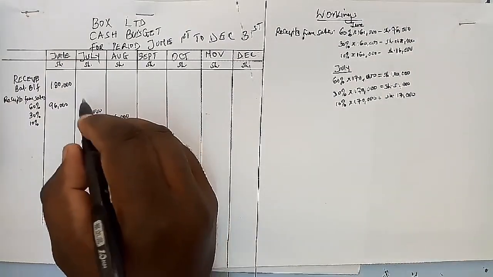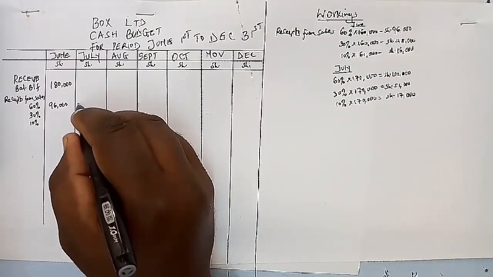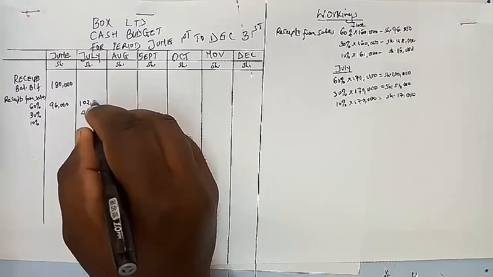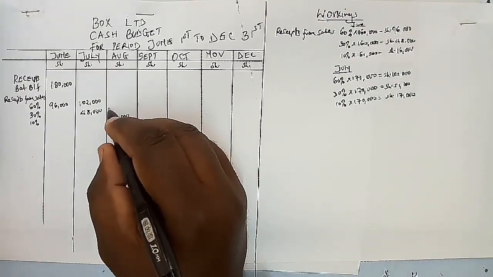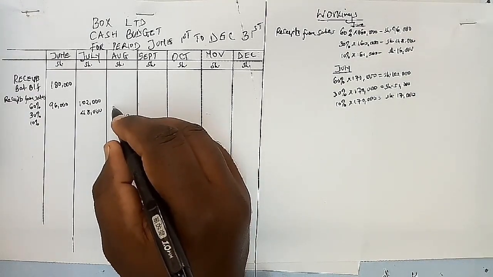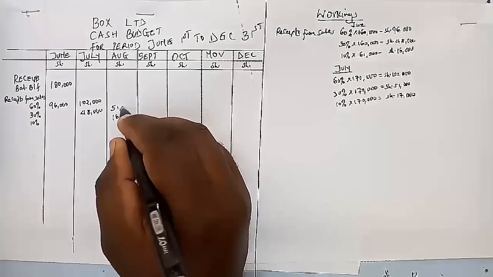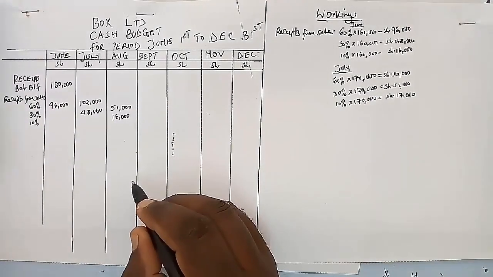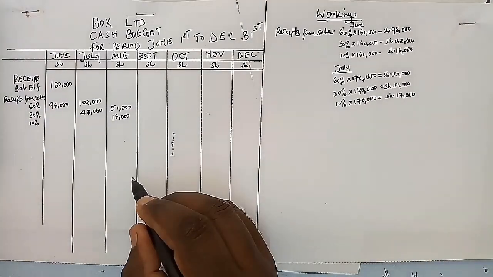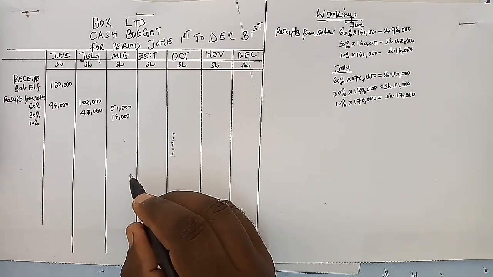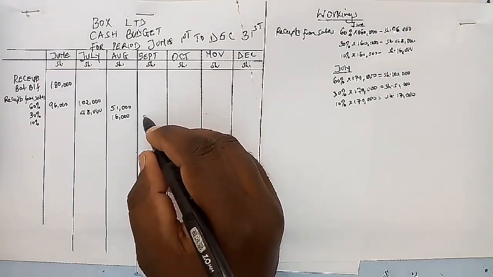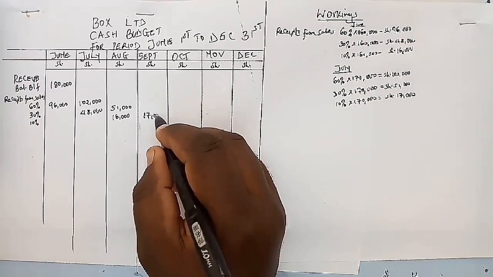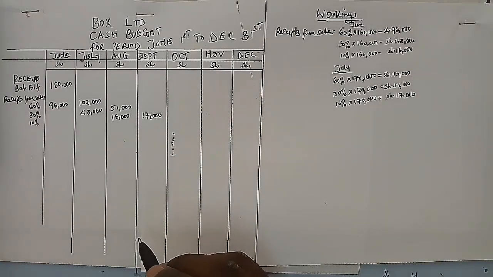So July sales here, we write 102,000 the current month. The 30% will be received the following month, so I write here 51,000. Then the 10% will be received 2 months after sales, that is after July and August. So we write here 17,000, the month of September.